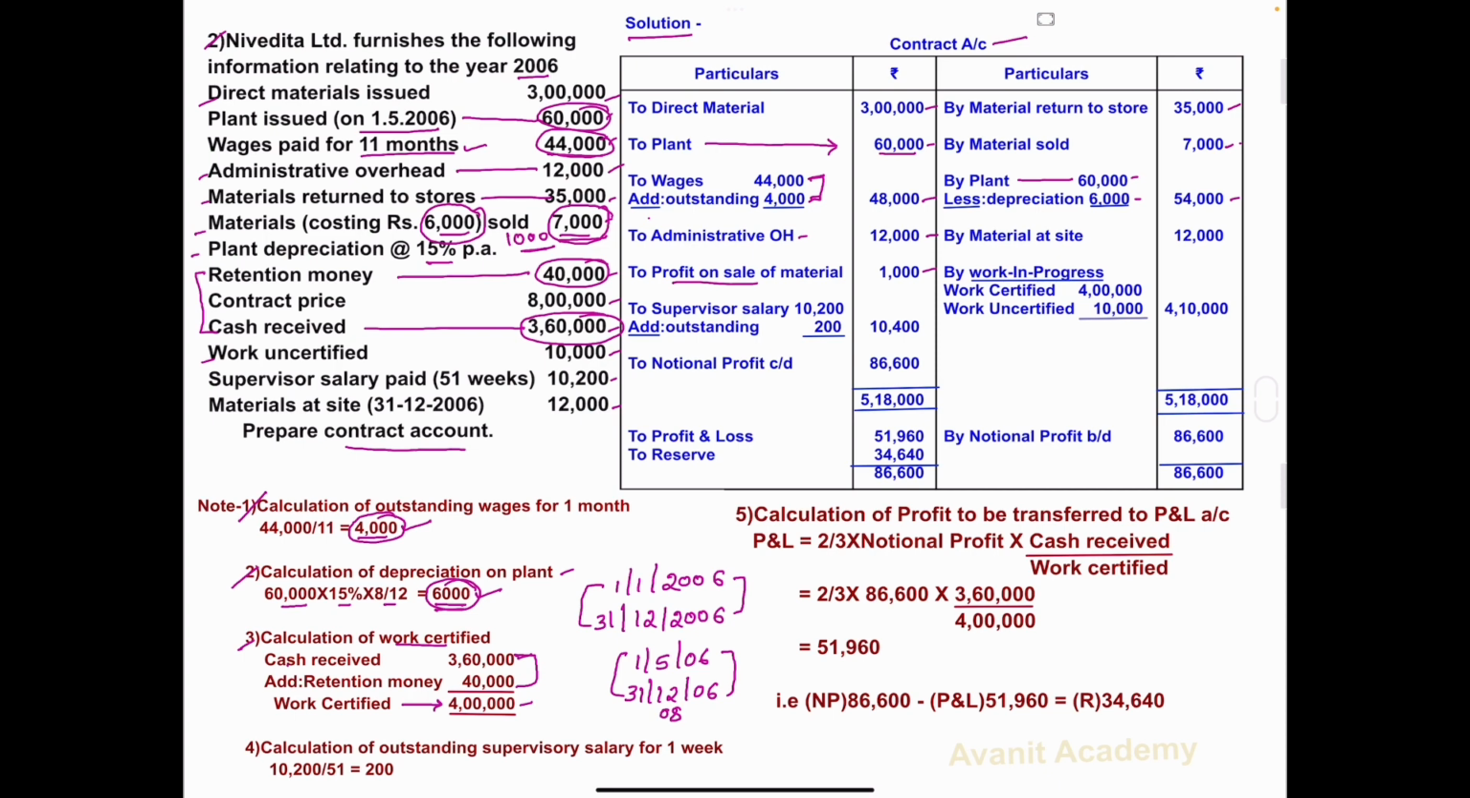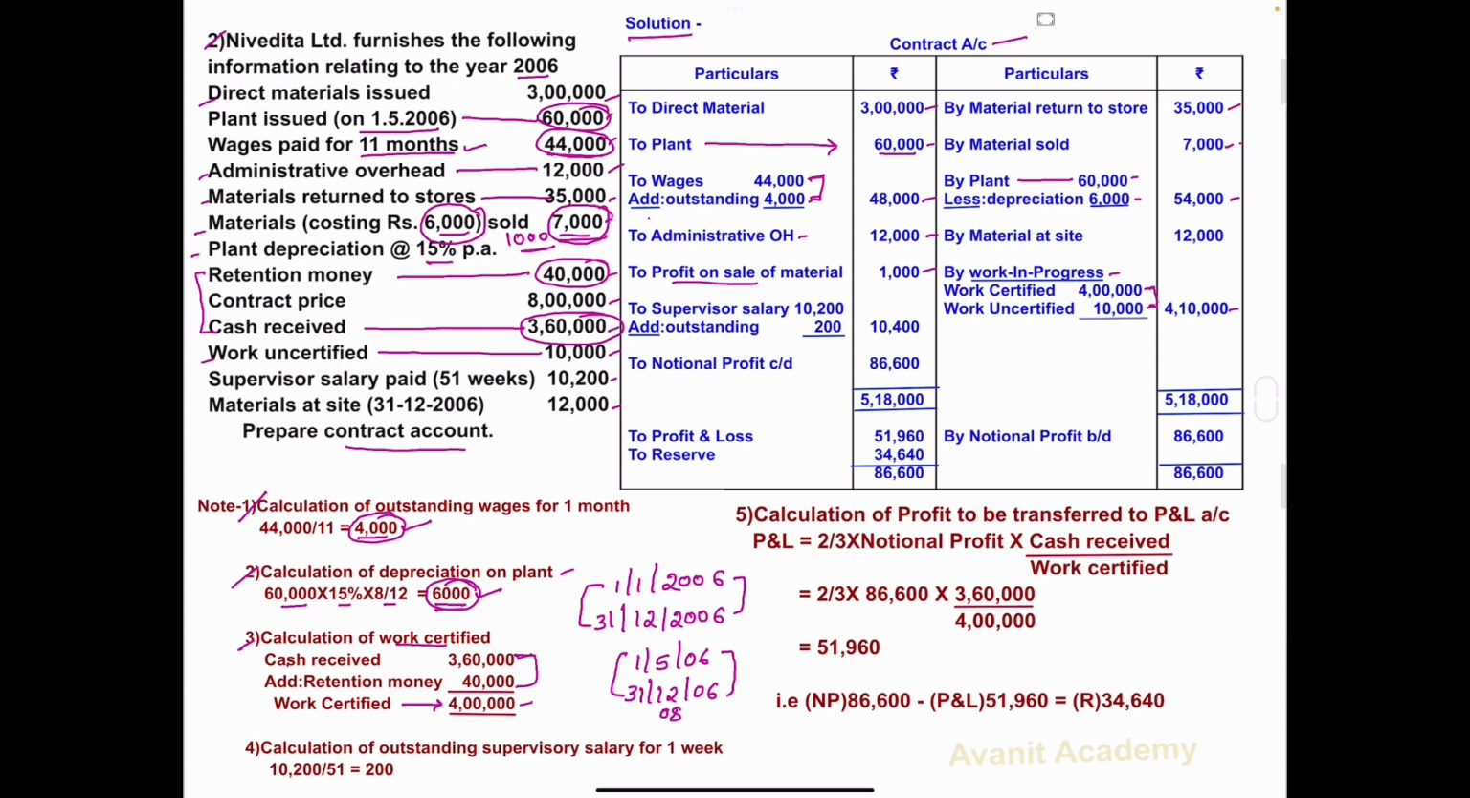So let's move to the solution part. By work in progress, under this head, we will write work certified. The amount is 4 lakh. Just we have calculated 4 lakh. Work uncertified in the problem, that is 10,000. Now add these two amounts. 4 lakh plus 10,000, and the total is 4 lakh 10,000. Clear this one?